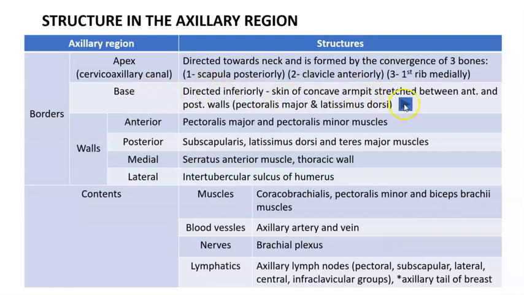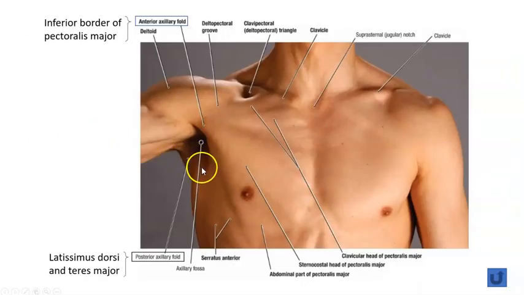Okay, and it is stretched between anterior and posterior wall. This is the anterior, sorry, I think I should mention it, anterior and posterior axillary fold. Okay, whereby it shows here this is the base, the ketiak, the anterior axillary fold formed by inferior border of pectoralis major, and posterior axillary fold formed by latissimus dorsi and teres major.